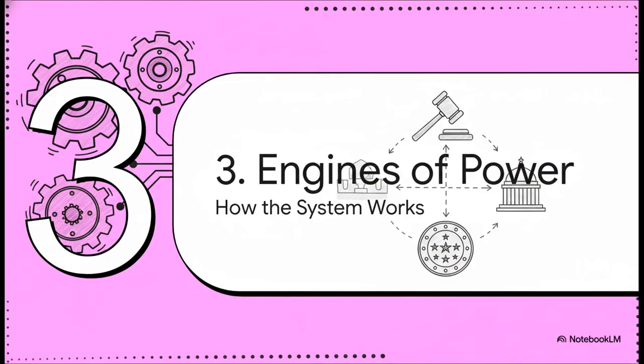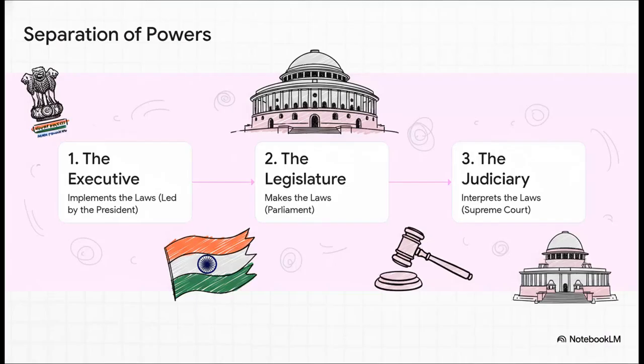Okay, so we've got the promises, and we've got the rights. But how does this whole machine actually run? Well, the Constitution lays out the entire blueprint, and it sets up 3 massive engines of power to make the country go, each with its own very specific job. It's that classic separation of powers we've all heard about.